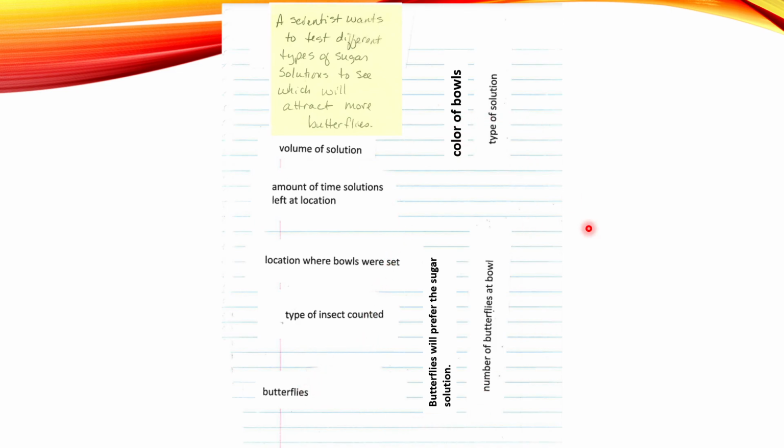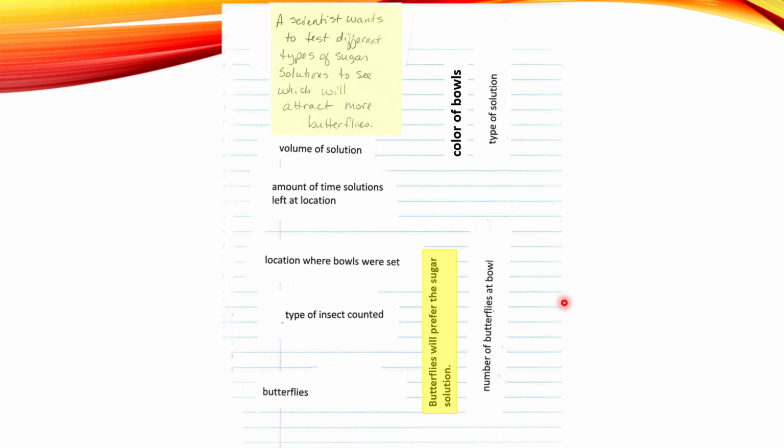Hypothesis was yellow. That's our scientific explanation that leads to a scientific investigation, our prediction of what we think will happen. So when we look over all of these, butterflies will prefer the sugar solution, so that looks like a prediction of what we think will happen. So we highlight that yellow.